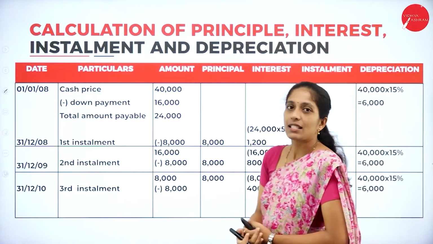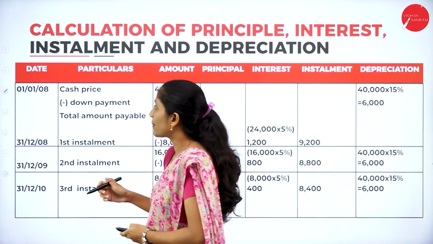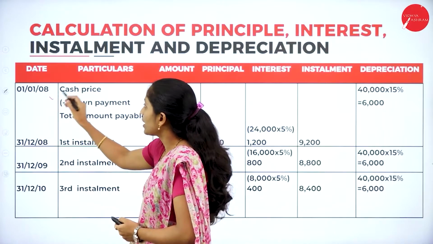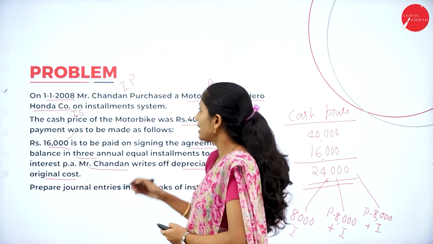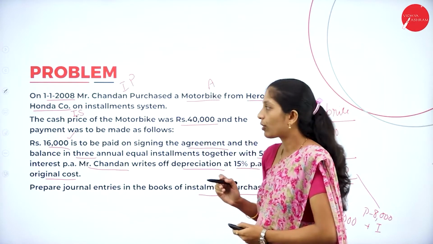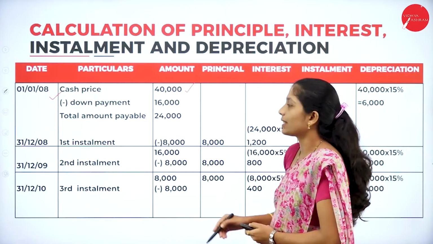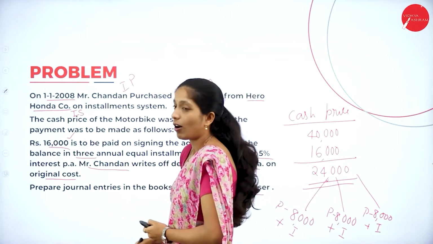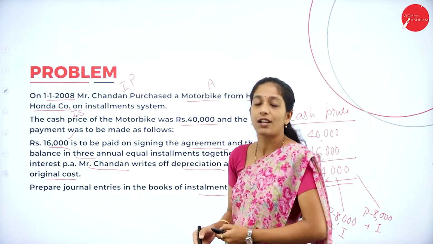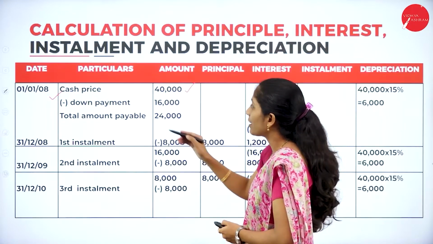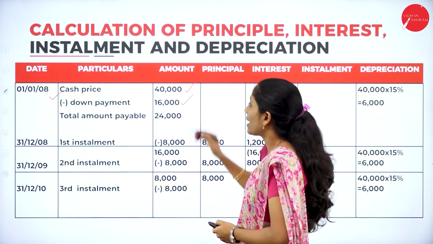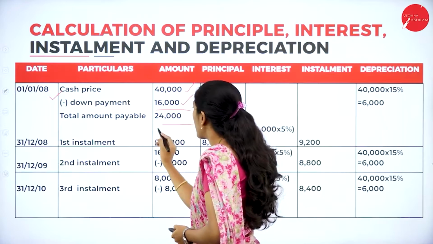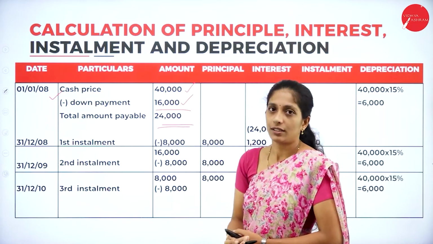Now, when was the asset purchased? Asset is purchased on which date? 1/1/2008. So, write that date. What is the cash price of the asset? They have directly given here 40,000. Write this 40,000. Less, on the date of agreement, he has paid 16,000 as down payment. So, deduct that down payment. Less down payment 16,000. What is the total amount payable? So, the total amount payable is 24,000.